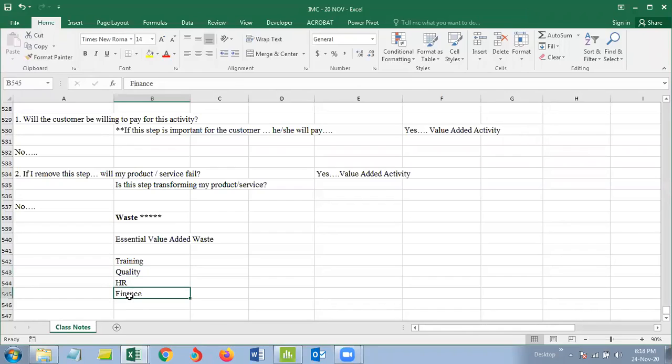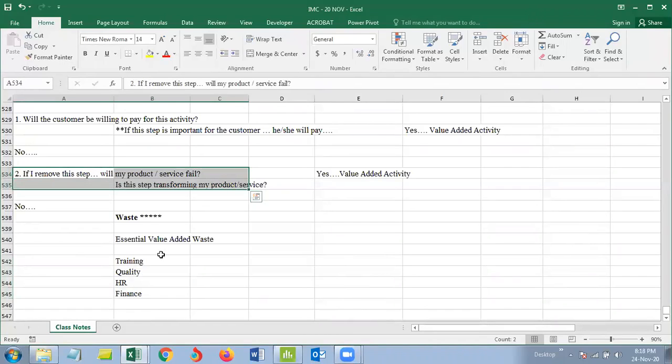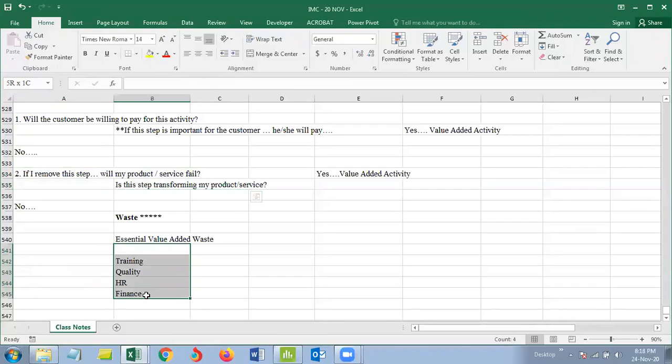Bottom line, for example, say finance people. Why should I pay for your finance guy? Well, can I remove them? Are they making anything in the product or service? No, they are nowhere in the product or service manufacturing or delivering, but you can't remove them.